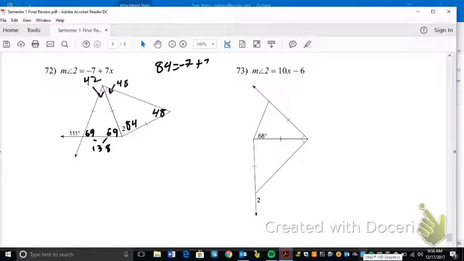84 equals negative 7 plus 7x. We're going to add 7 to both sides, and we get 13 equals x. Add 7, we get 91. 91 divided by 7 is 13.